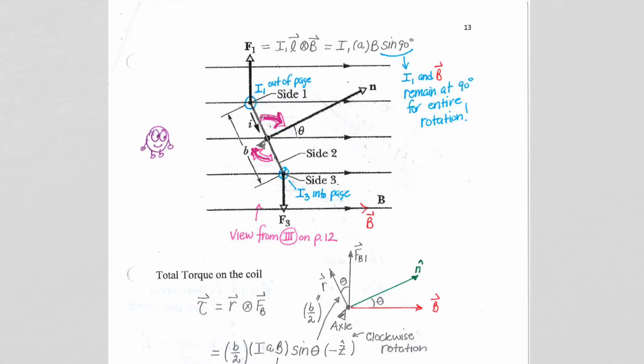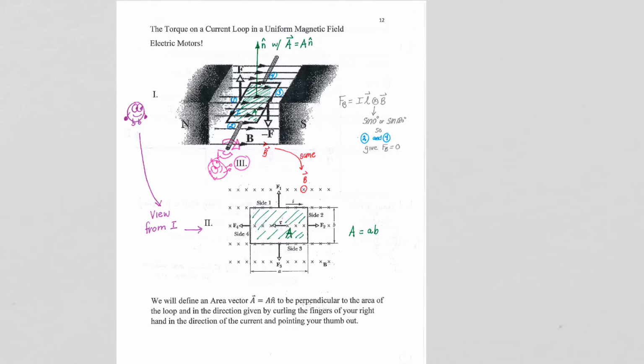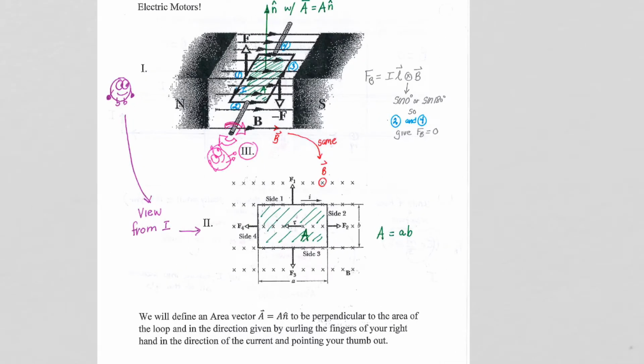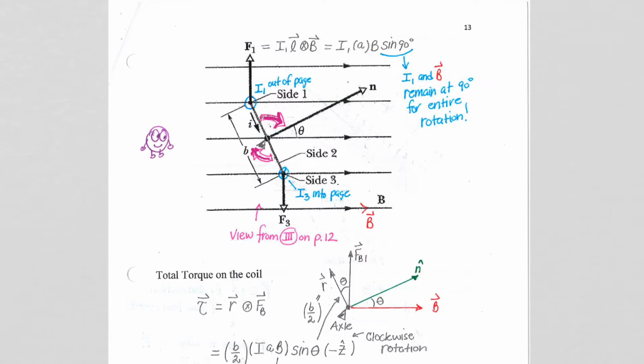So let me go back to the previous page of notes. Here's that clockwise rotation. So this is the perspective you're looking at. You're going to see the B field going off to your right. The coil is going to be at an in-between position from lying flat with the B field and up to the 90 degrees. So it's in that first 90-degree rotation that we're looking at from this perspective on this page. So that is what you're seeing.